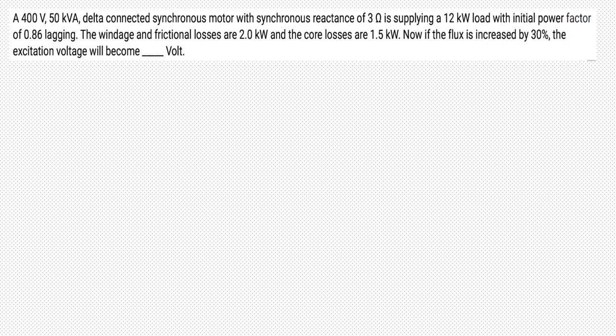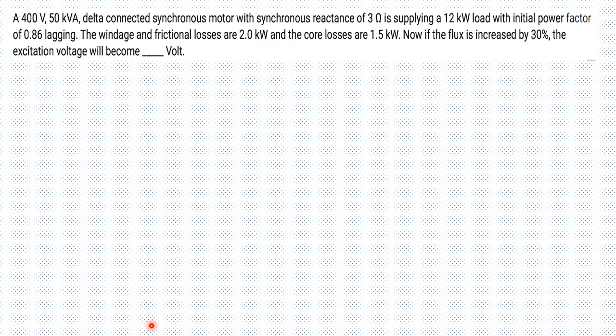Hello friends, today's question: a 400 volt, 50 kVA delta connected synchronous motor is supplying 12 kilowatts of load with a power factor of 0.86 lag. The windage and friction losses are given as 2 kilowatts and the core losses are 1.5 kilowatts. The flux is now increased by 30%. Then what is the new excitation voltage?